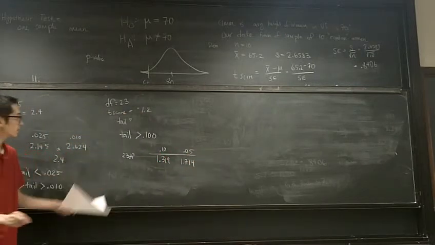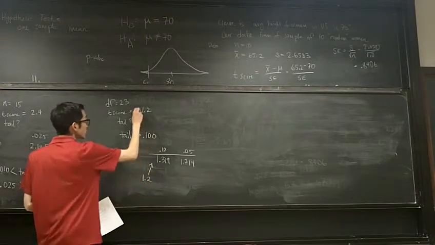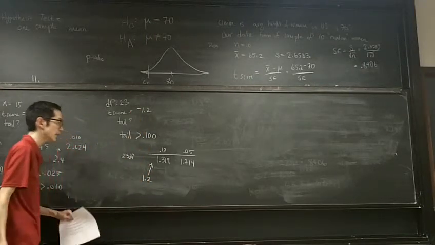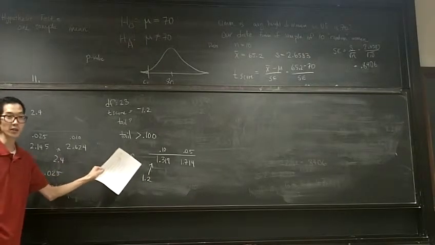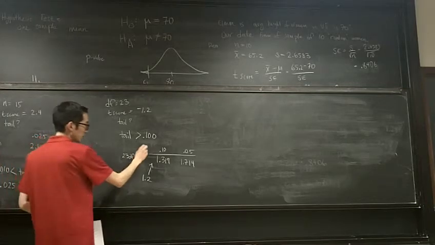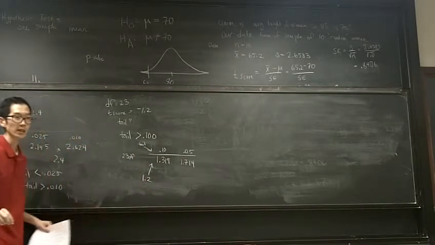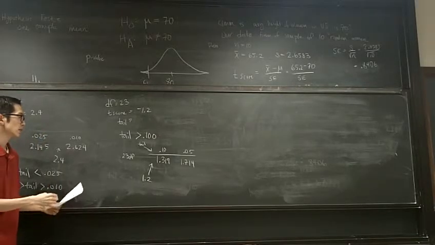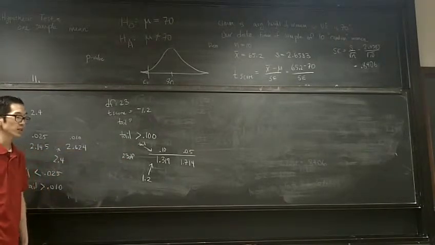So here, the value I'm looking up is 1.2. Again, I just ignore my negative signs. Even though I got a negative, I just ignore that. 1.2 is on this side of 1.319, smaller than that. So my corresponding tail has to be over on that side, where it's going to be greater. So my tail is greater than 10%.